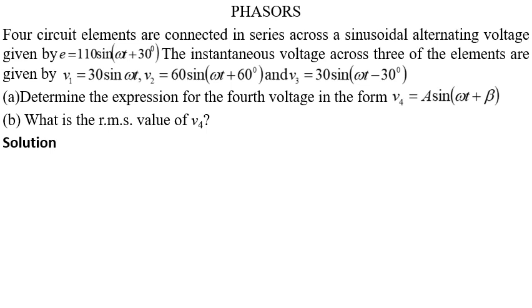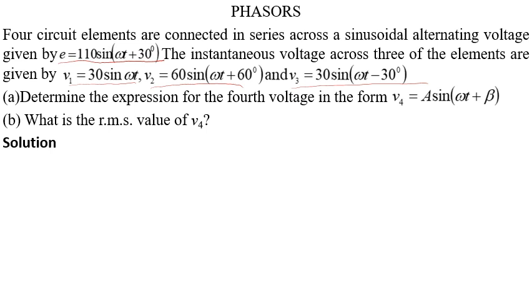They said four circuit elements are connected in series across a sinusoidal alternating voltage given by this equation. So the instantaneous voltages across three of the terminals are given by V1 equals this, V2 equals this, and V3 equals this. Determine the expression for the fourth voltage in the form V4. What is the RMS value of V4?